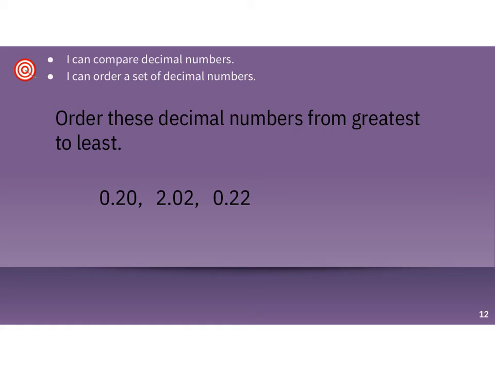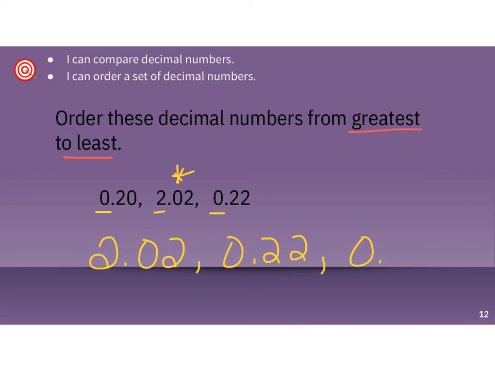How about these? Notice the directions have changed. Order these numbers from greatest to least. So which is the greatest first? If I look at the ones place, I can see that the 2 in the ones place would be our greatest number, followed by 22 hundredths, with the least number or smallest number being 20 hundredths. How did you do?